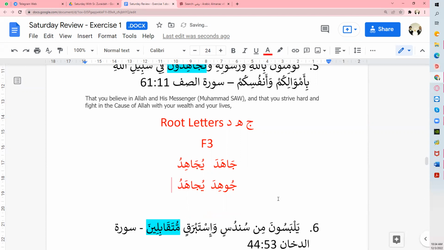Okay. Now it's family 3. So how many masdars do we have? Jihad. Two masdars. So what are the two masdars? Jihadan and Mujahadatan. Yes. Mujahadatan. Everybody. Mujahid.